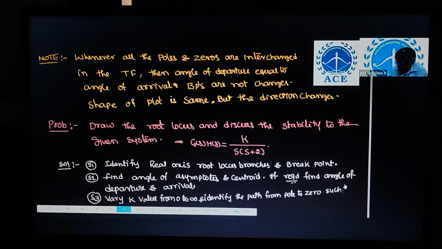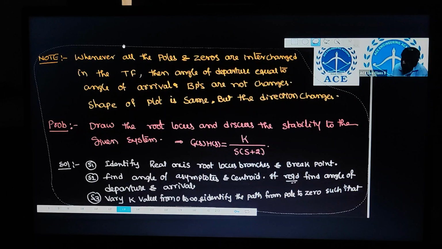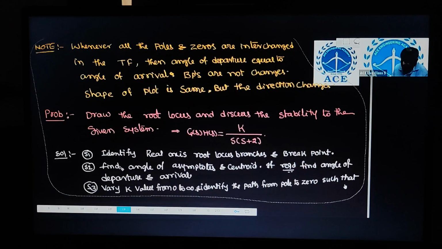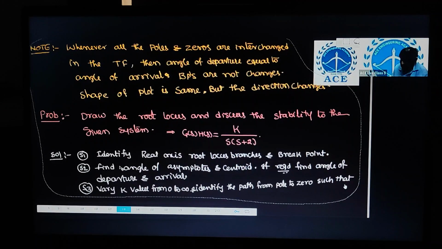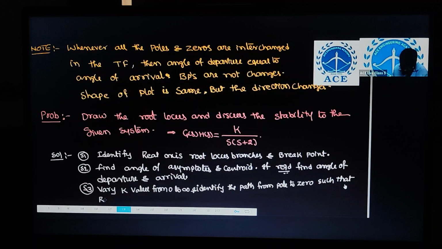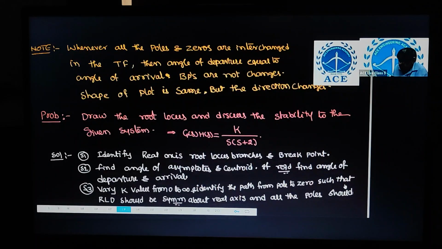Vary the K value from 0 to infinity and identify the path from pole to zero such that the root locus diagram should be symmetrical about the real axis and all the poles should reach the zeros. That's all.